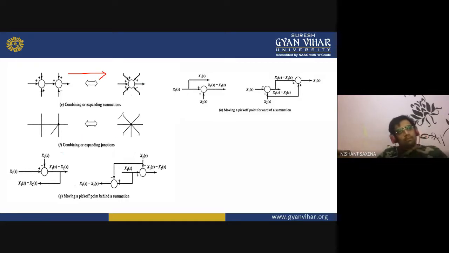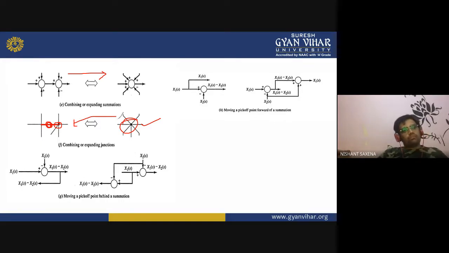Now, combining or expanding the junctions. If I want to expand this junction, how can I do this? I can do it this way. This is a common junction. These two are a common junction. Then there is no other block between these. Then I can combine these two junctions or expand this junction. Is this clear? If I have this, I will combine this, and here I will be expanding.